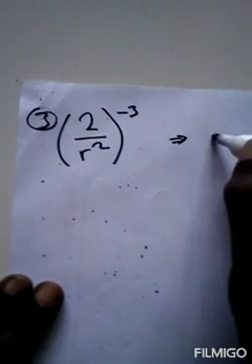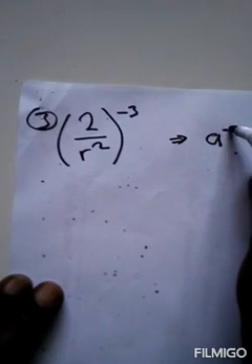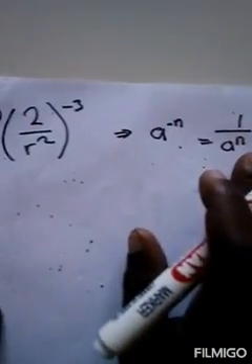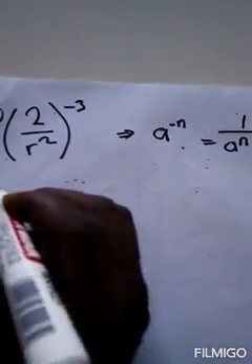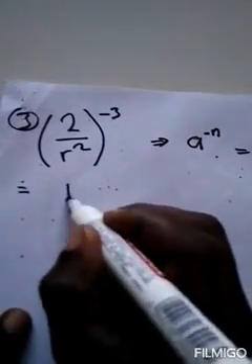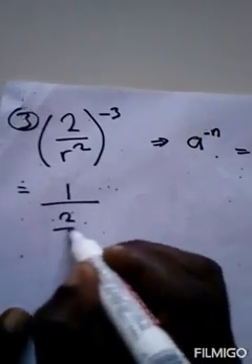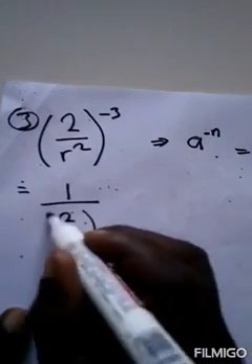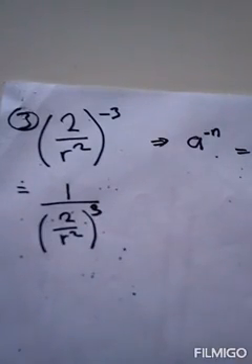The first thing to note here is we have a negative power. So according to the rule of indices, what happens when you have a negative power? Which rule are we looking at? We are looking at this rule: when you have a to the negative n, this simply becomes 1 over a to power n. So we have to rewrite this whole expression in the form of this expression. So we are going to have 1 over 2 over r to power 2, then to power 3. That's your first step.